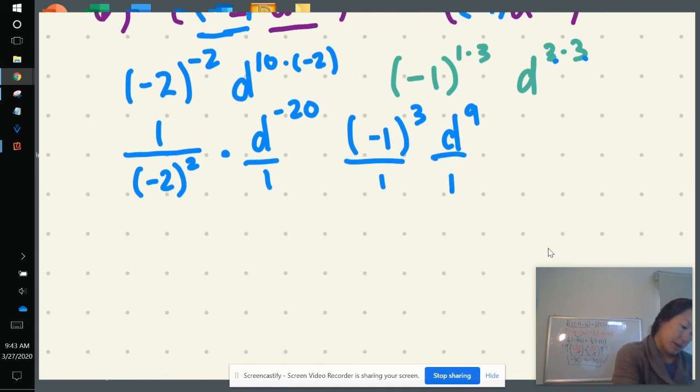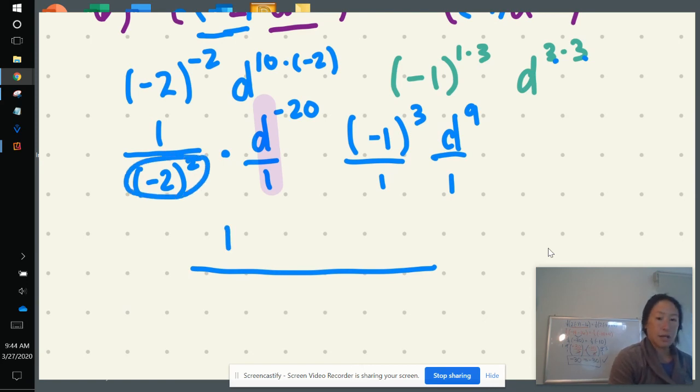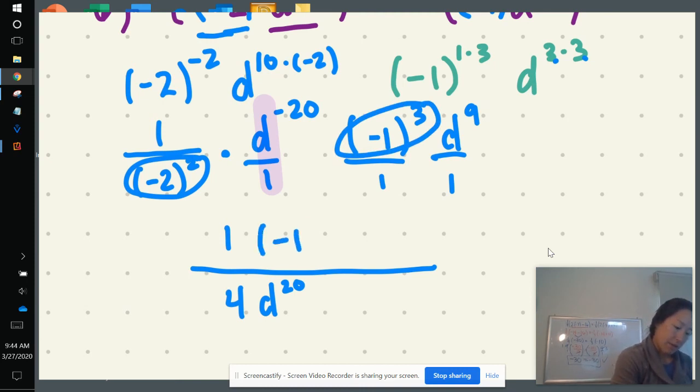So what I'm going to do is change my d. I'm going to change the d to the negative 20 to have a positive exponent. Okay, so I get, and I'm going to write this all as one fraction. So 1 times, let's go ahead and evaluate this part. Negative 2 times negative 2 is 4, positive 4. Okay, the d is going to go to the bottom, and get a positive exponent. What's negative 1? Negative 1 times negative 1 times negative 1. That's going to give me a negative 1. And then the d to the 9th is happy where it is.